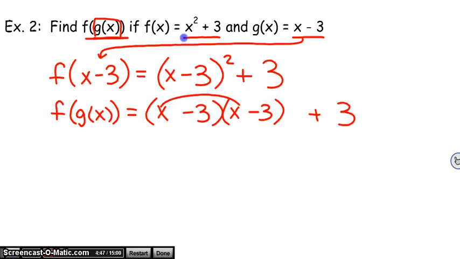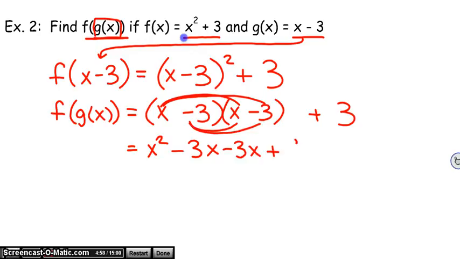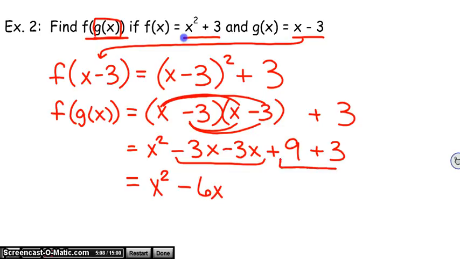So x times x is x squared. x times negative 3 is negative 3x. Negative 3 times x is negative 3x. And negative 3 times negative 3 is positive 9. Don't forget the 3 on the end. And then just combine like terms. So x squared, and these two are like terms, so minus 6x. These two are like terms, that's plus 12.